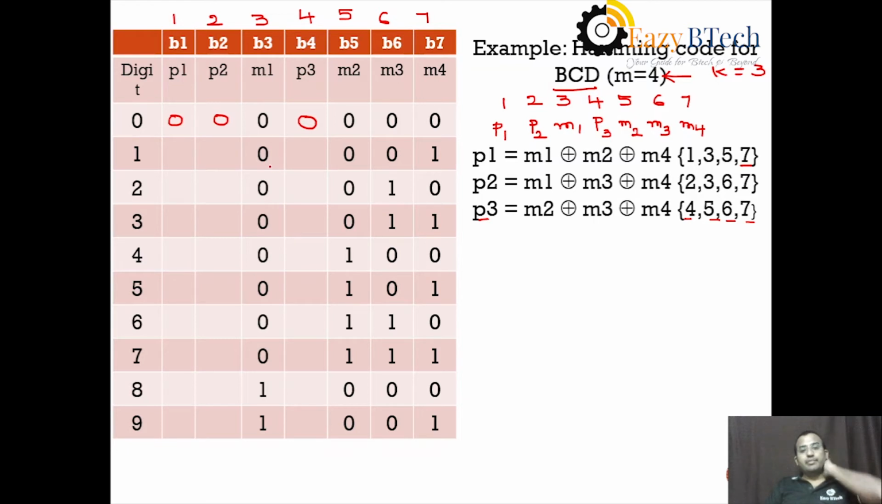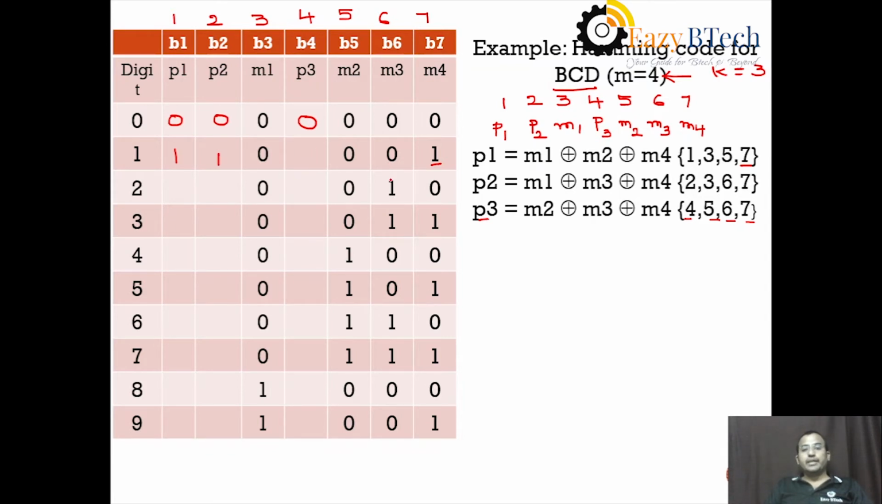Next, we'll calculate the parity bits for 0, 0, 0, 1. For P1, we need to consider the message bits M1, M2, M4. M1 modulo M2, that means 0 modulo 0, is 0. Next, we have to consider M4, that means this position. So 0 modulo 1 is 1, so parity bit P1 is 1. Next, for P2, we have to consider the modulo sum of M1, M3, M4. M1 and M3 are 0, and we have to do modulo sum with M4, right? So M1 modulo M3 is 0, and 0 modulo 1 is 1. So P2 is also 1.